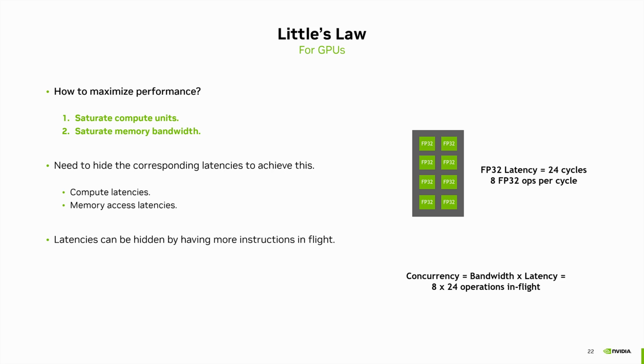So let's say we have 8 FP32 units with a latency of 24 cycles, and let's assume that we can actually issue 8 operations per cycle. In order to saturate these units, what level of concurrency do I need? I need to multiply the bandwidth with the latency. So if I multiply 8 by 24, I will get the level of concurrency I need, the level of in-flight instructions I need to actually saturate this device.